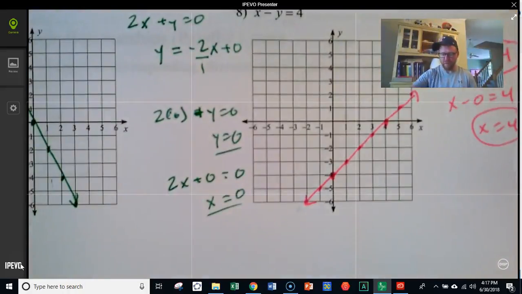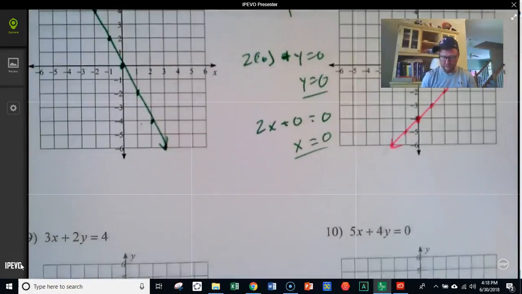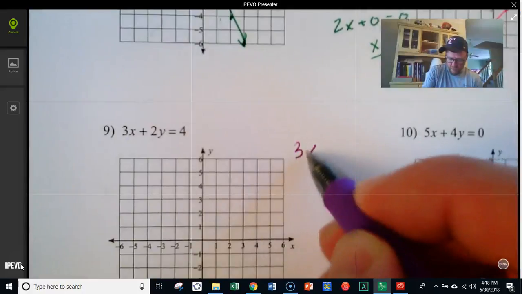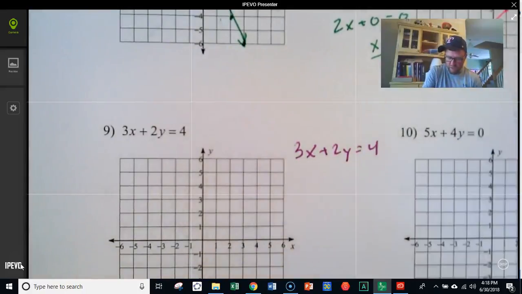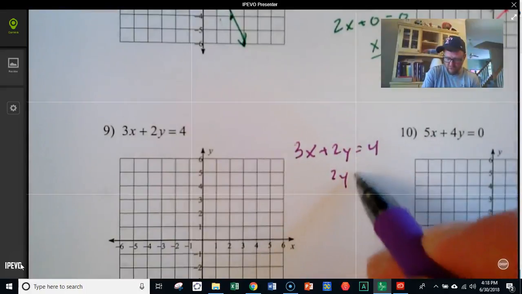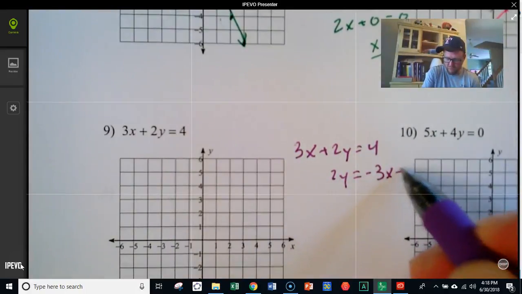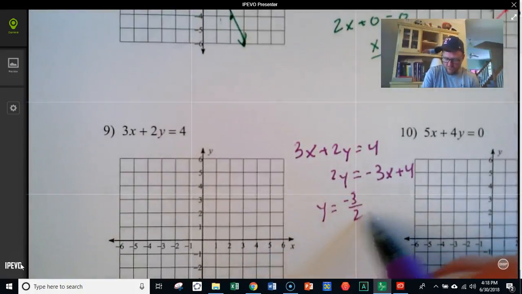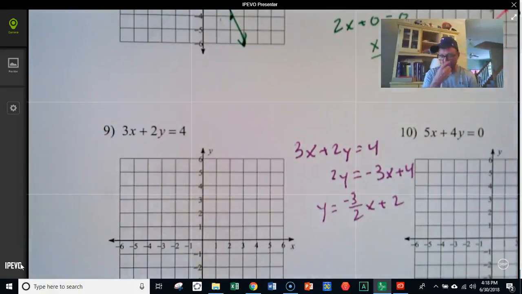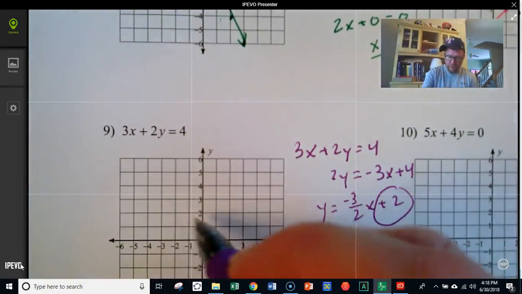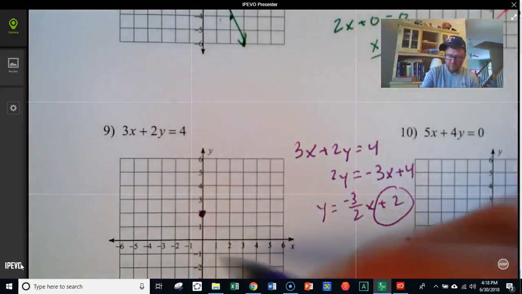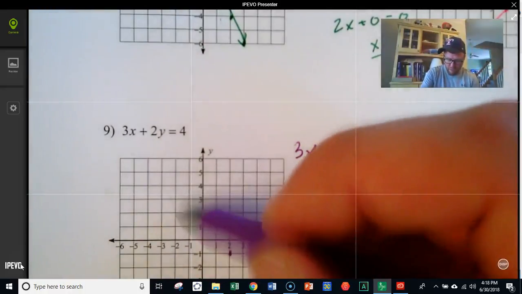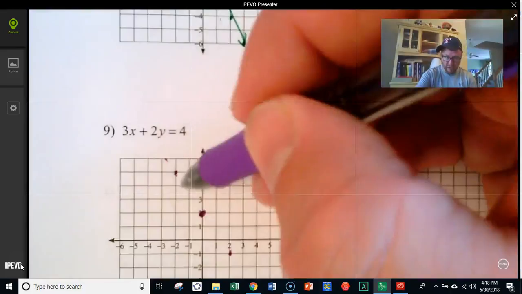There you go. For most of these, however, I'd probably use the first method. Let's use this one here. So I've got 3x plus 2y equals 4. I'm going to subtract 3x from both sides. 2y equals negative 3x plus 4. Divide by 2. y equals negative 3 halves x plus 2. So my y-intercept is 2, and my slope is negative 3/2, so down 3 over 2, down 3 over 2, back to up 3. Draw the best line I can through all those points.